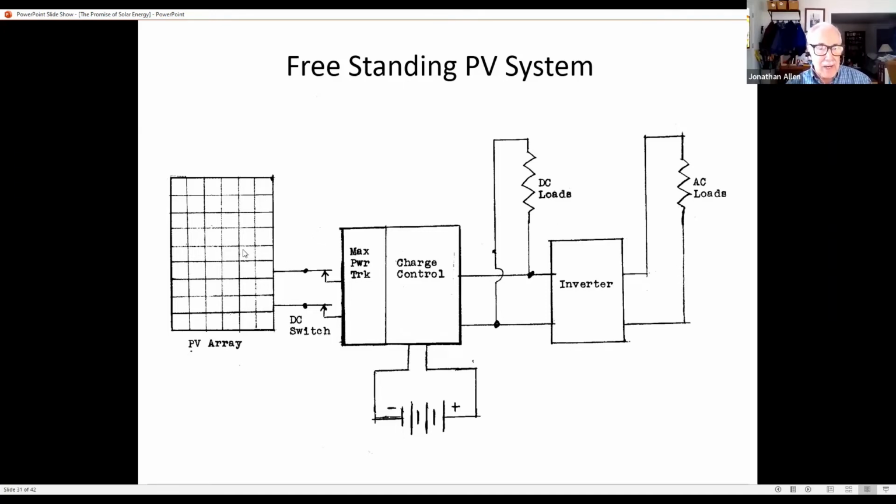And this consists of your array, usually a switch disconnected, and you have a maximum power tracking circuit, which we talked about before, a charge controller to put excess electricity into a storage battery, and the DC loads run directly off the charge controller. And then you have your inverter to make AC, which drives the AC loads. Note that this generally requires energy storage, typically batteries, because one of the things you want to do with electricity is to be able to turn on lights at night.